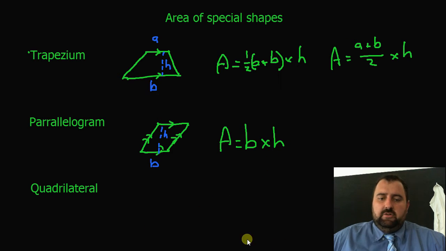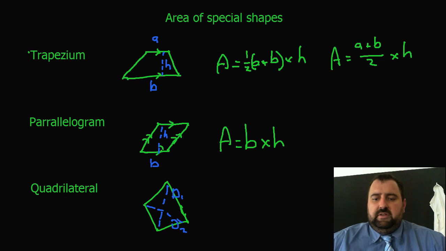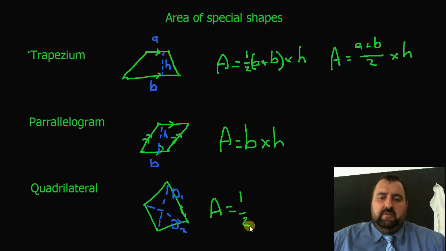And then remember that a quadrilateral can be any 4-sided shape. It does not matter if any sides are parallel or any sides are the same, anything like that. All we need to know for the quadrilateral are the 2 diagonals. They're called diagonal 1 and diagonal 2. Doesn't matter which is which, obviously. And so our area is 1/2 diagonal 1 times diagonal 2.